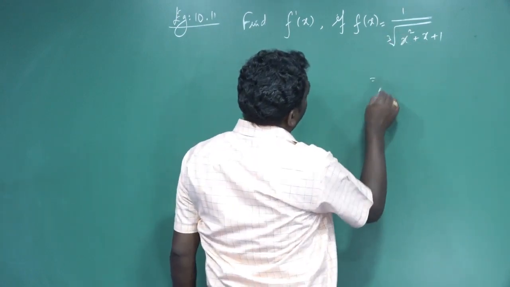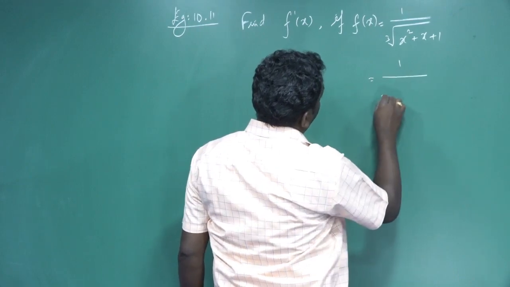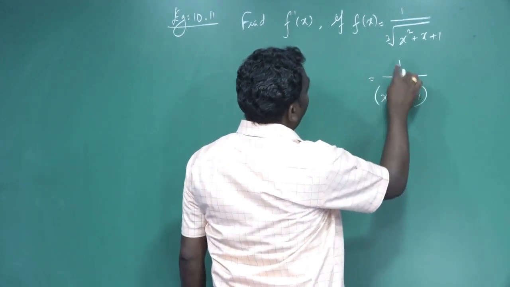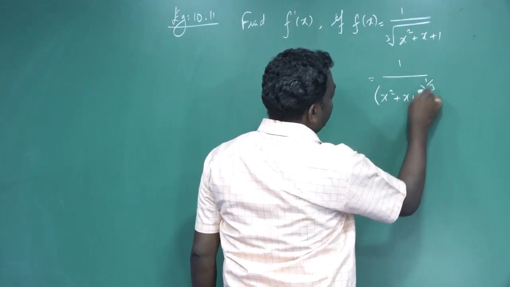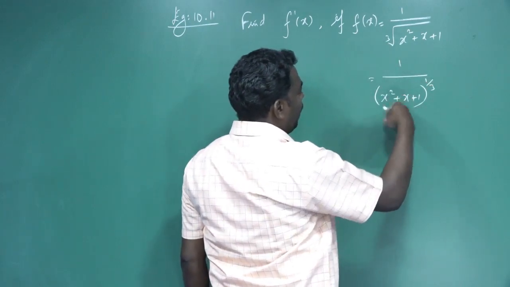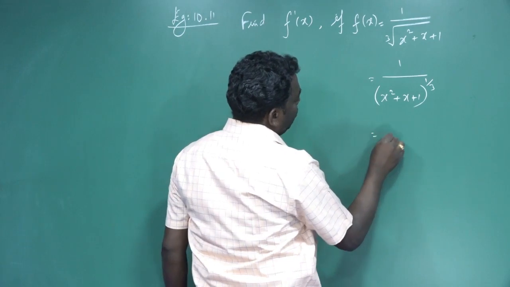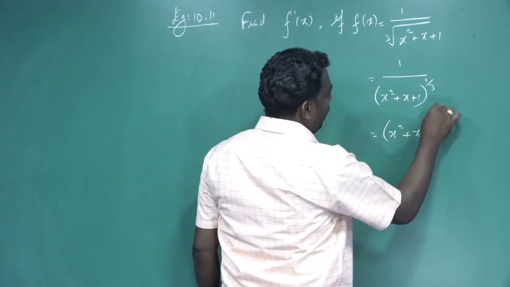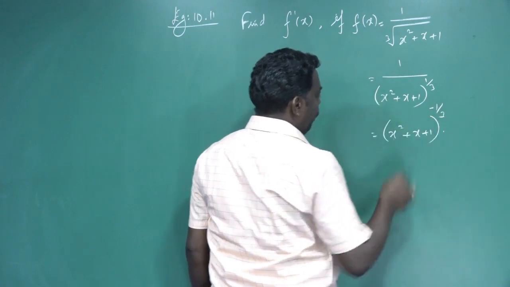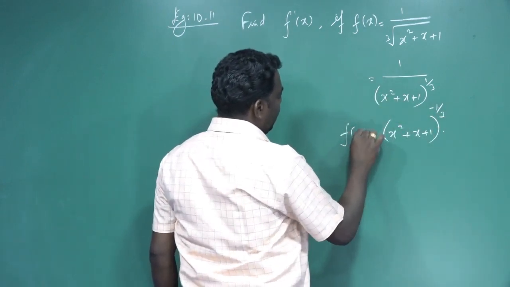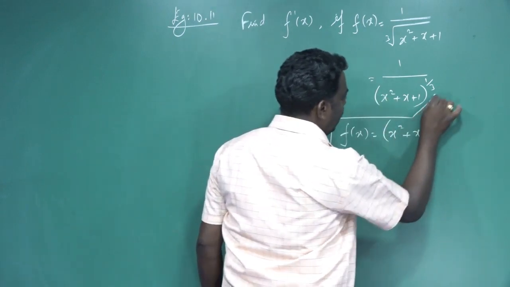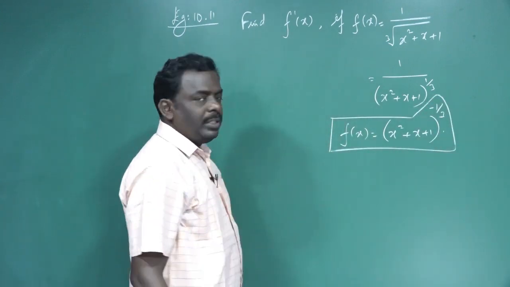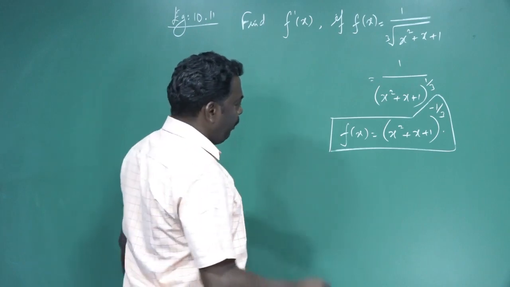Now first we can rearrange the term: 1 by (x square plus x plus 1) whole power, the cube root, we can write 1 by 3. Again this is in the denominator, so write it in numerator form, that is equal to (x square plus x plus 1) whole power minus 1 by 3, and it's called the given function f of x. Now using this function, we just have to differentiate. Now without using the chain rule, directly we can differentiate.